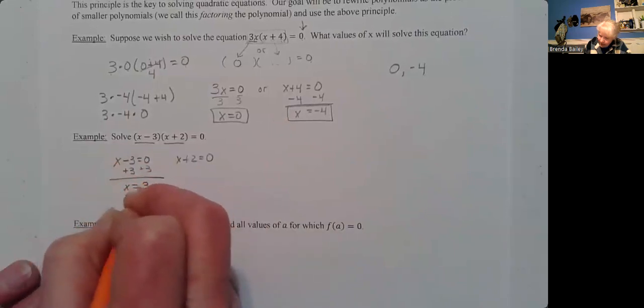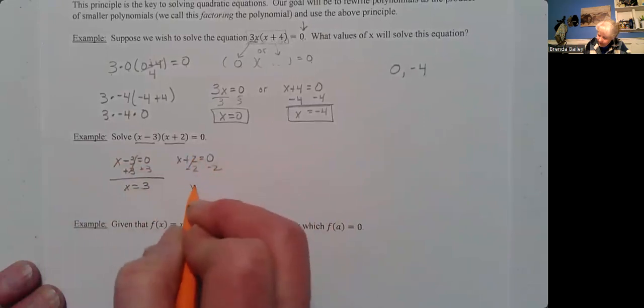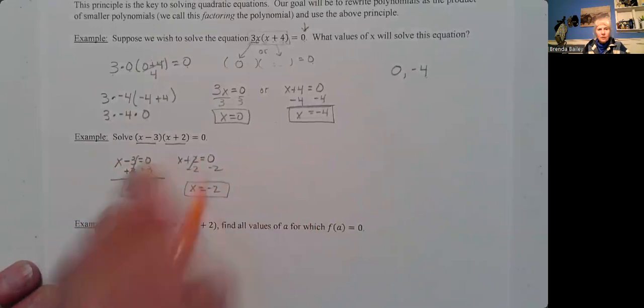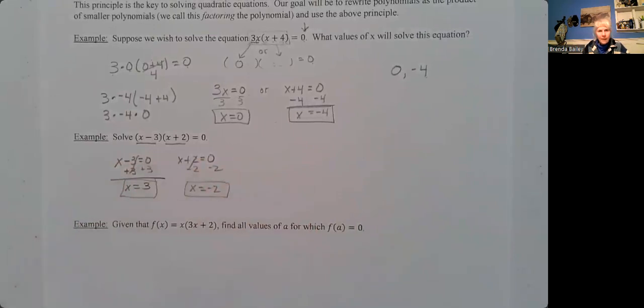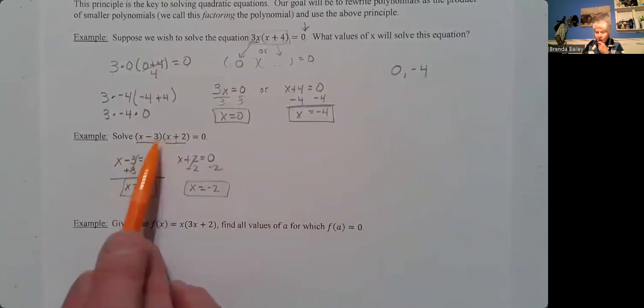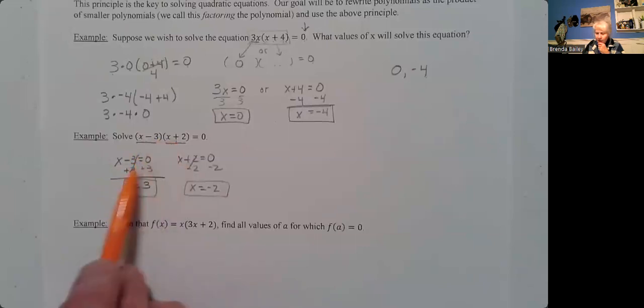X equals 3. Subtract 2. X equals -2. So those are our 2 solutions. Obviously, the hard part is getting these parentheses right, which is our next couple of sections. We'll do a little bit here, but for now, they've done the hard part for you. You just set each of those factors, each of which represents a number, equal to 0 and solve.